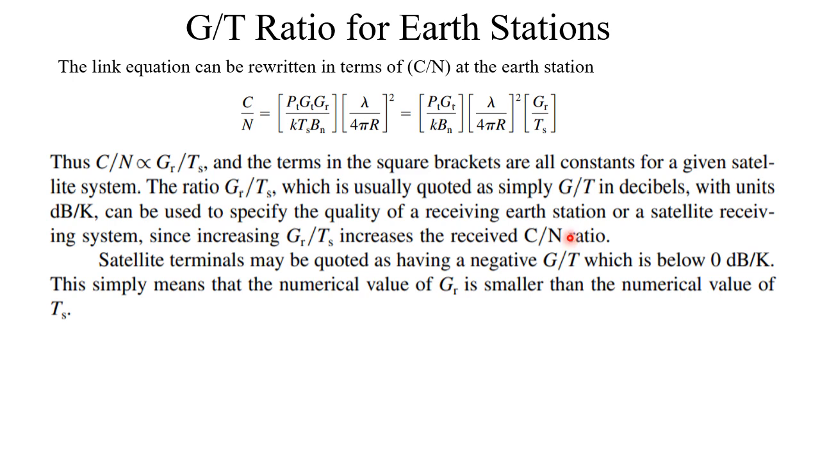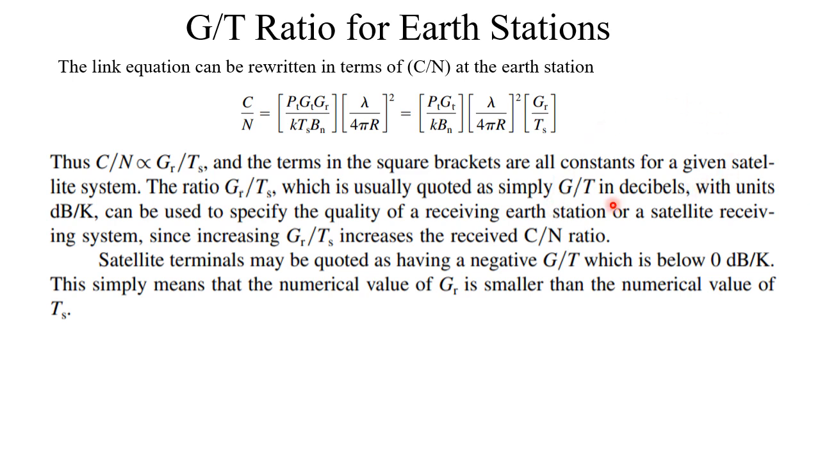So satellite terminals may be quoted as having a negative G by T, which is below 0 dB per Kelvin. This simply means that the numerical value of GR is smaller than the numerical value of TS. That is quite obvious because on the decibel scale, if the numerical value is lower than 1, in decibel unit it would be less than 0. That means it will show a negative value.